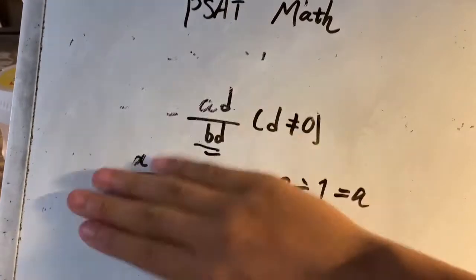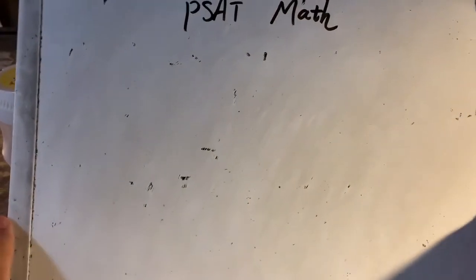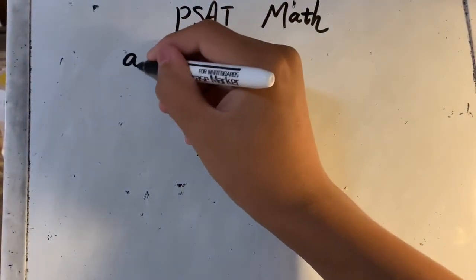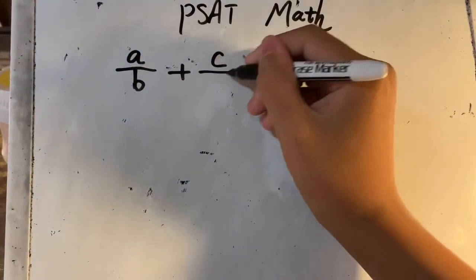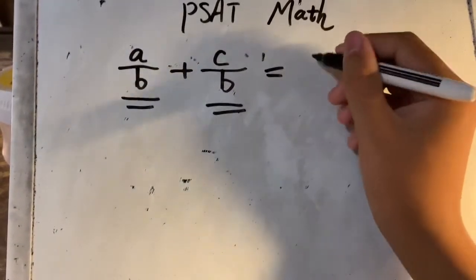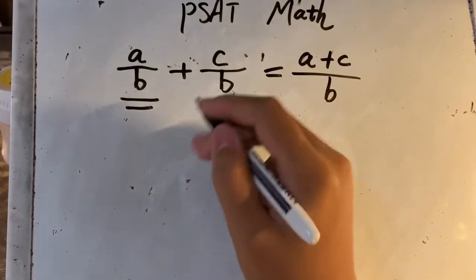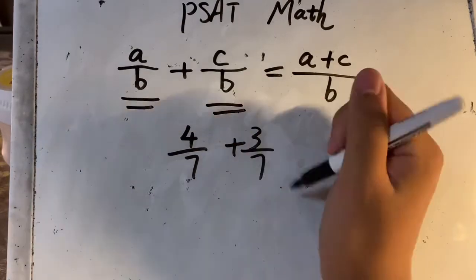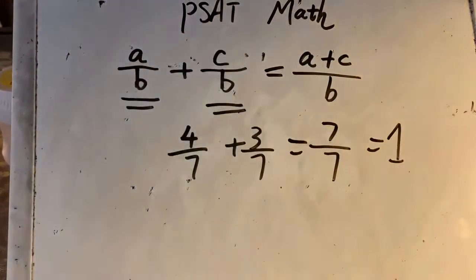Now let's talk about adding and subtracting. Let's talk about adding. If two fractions have the same denominators, then you can just add them up easily. So for example, let's calculate this. We find they have the same denominator of 7, so we know that 7 divided by 7 is equal to 1.